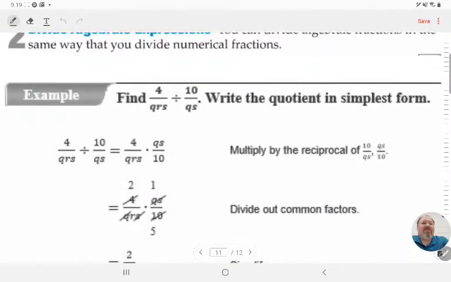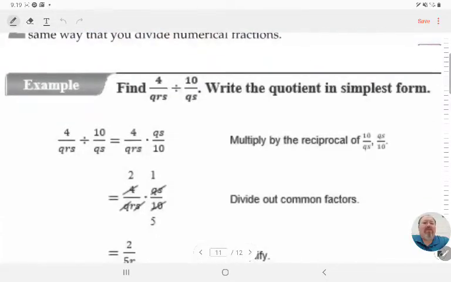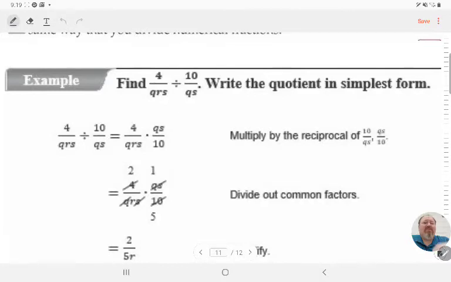All right, lastly, we're going to talk about dividing algebraic expressions. So you can divide algebraic fractions in the same way that you divide numerical fractions. So we are to find 4 over QRS. And don't forget, when you have variables together, that just means Q times R times S, divided by 10 over SQ. So we do it the same way. We leave the first fraction, we change division to multiplication, and then we use the reciprocal or multiplicative inverse.